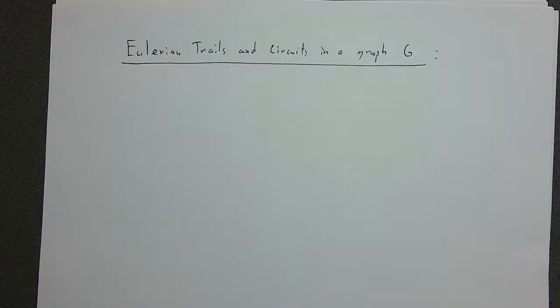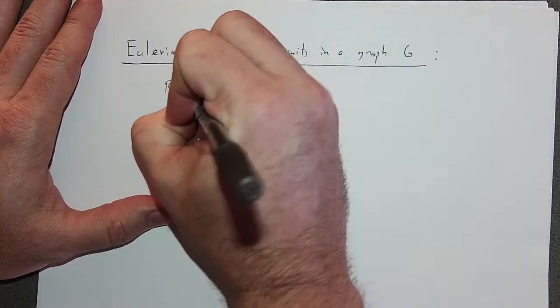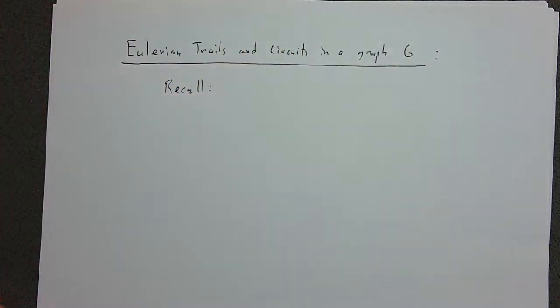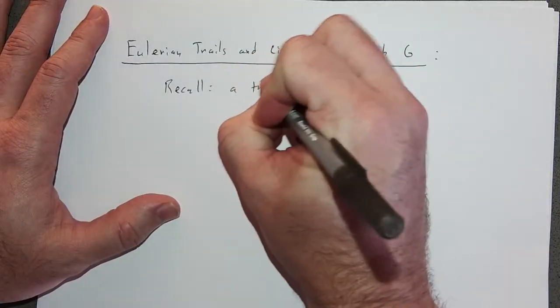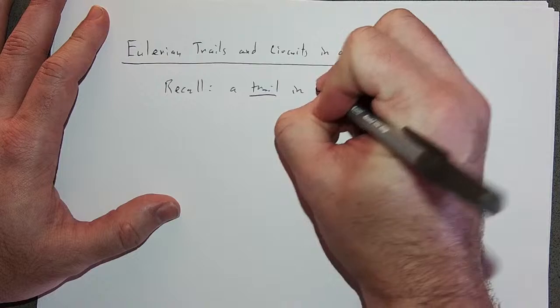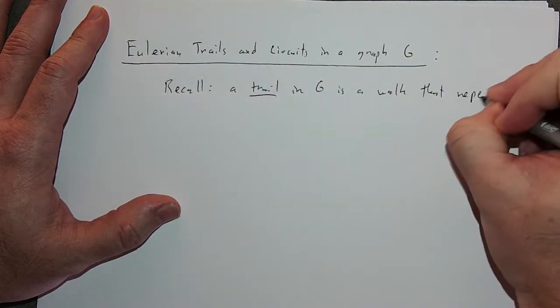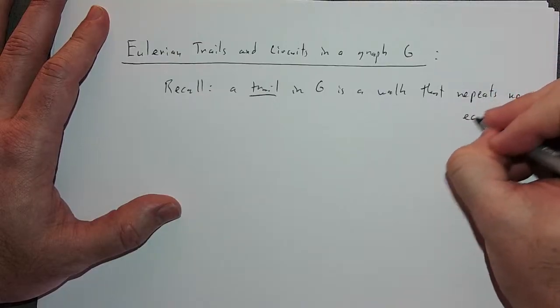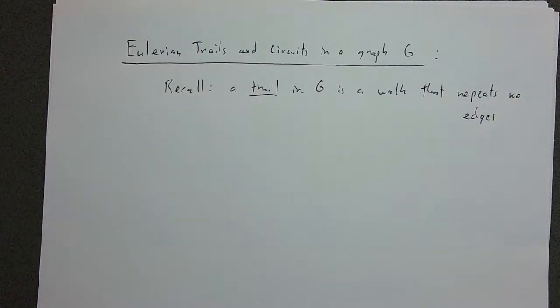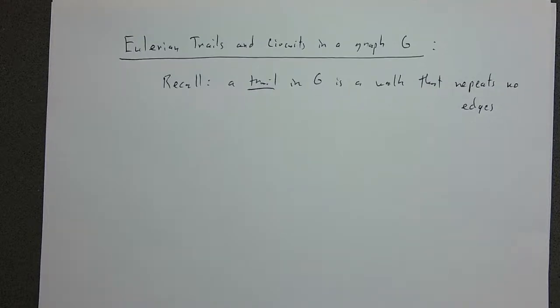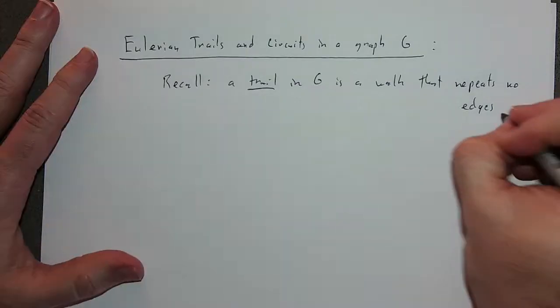Recall when we were first going over all this terminology, what is a trail? A trail in a graph is a walk that does not repeat any edges, right? Repeating no bridge traversing. And a closed trail, one that begins and ends at the same vertex, is called a circuit.